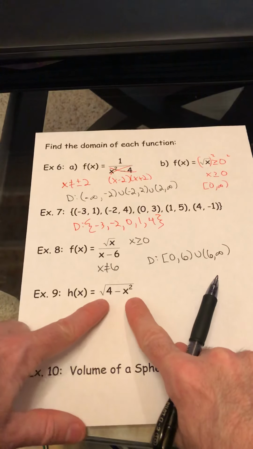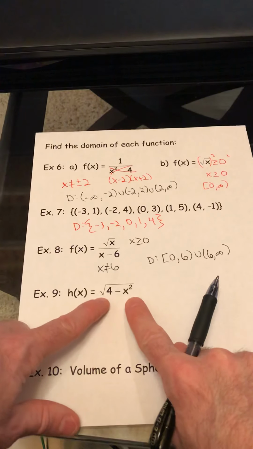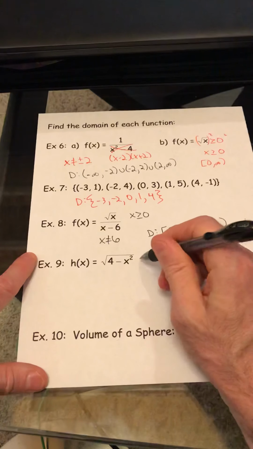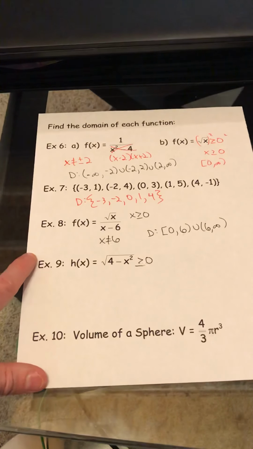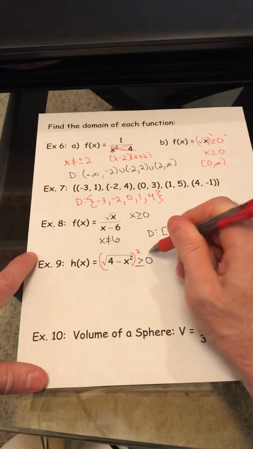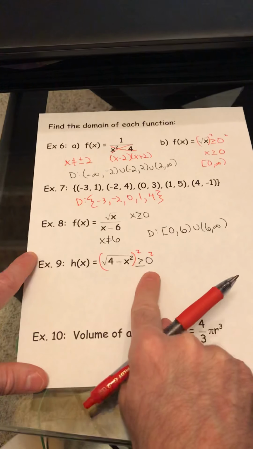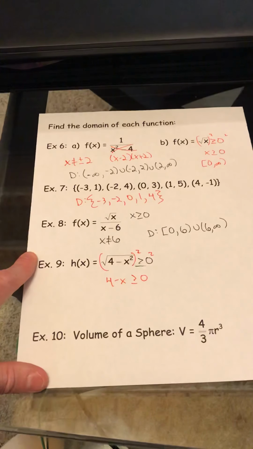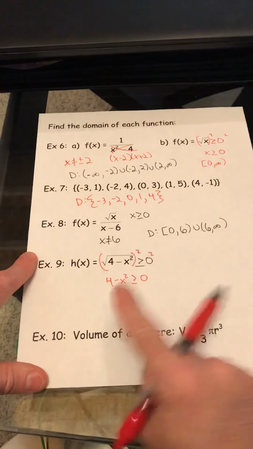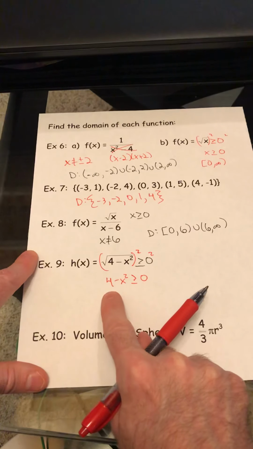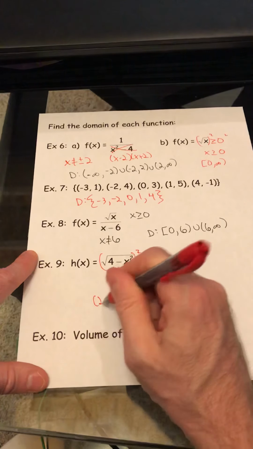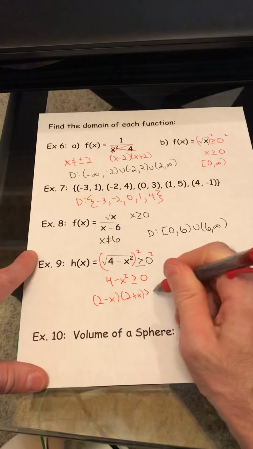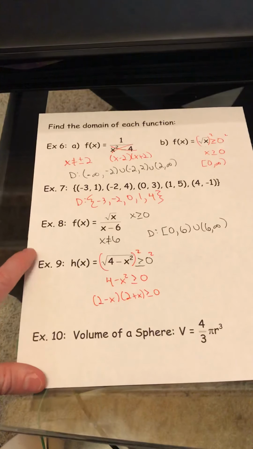All right, for example 9, this one's probably going to be the most complex of these that we look at. Again, anytime I'm working with radicals, I do like to go ahead and square both sides. So 4 minus x greater than or equal to 0. Now, I'm going to go ahead and factor this. It is a difference of squares. It's 2 minus x, 2 plus x, greater than or equal to 0.